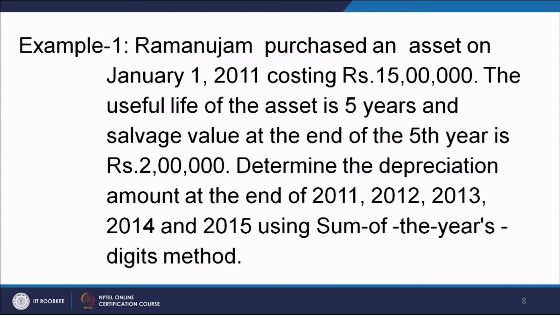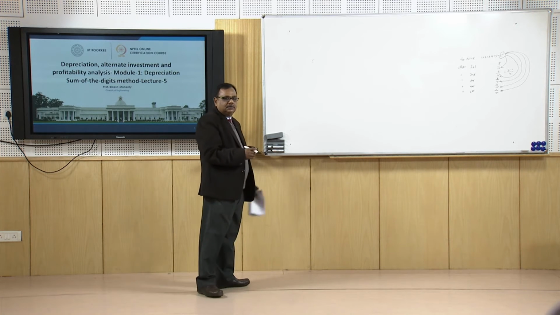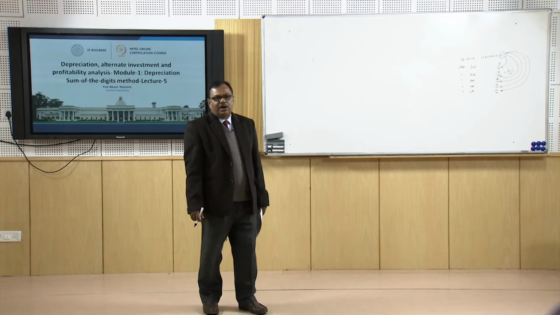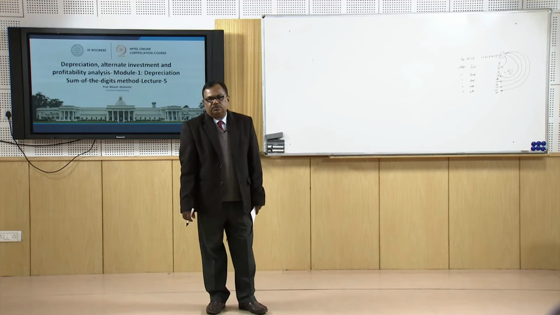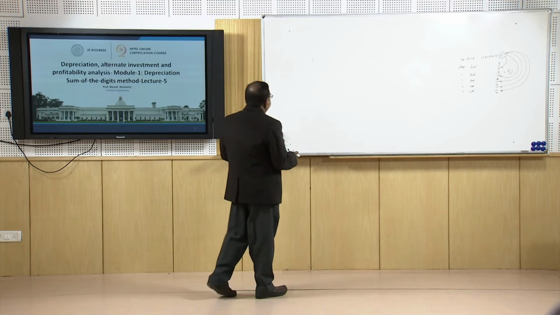Now, let us take example 1. Ramanujam purchased an asset on January 1, 2011 costing rupees 15 lakh. The useful life of the asset is 5 years and salvage value at the end of the 5th year is 2 lakh of rupees. Determine the depreciation amount at the end of 2011, 2012, 2013, 2014 and 2015 using sum of the years digit method.